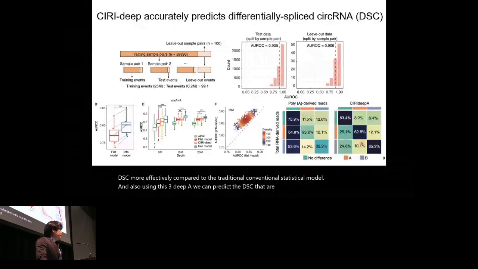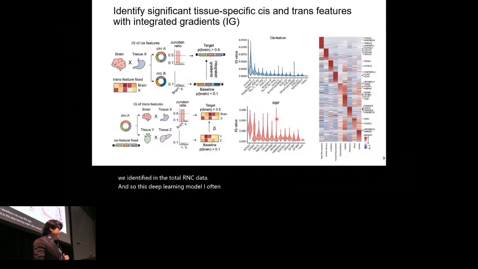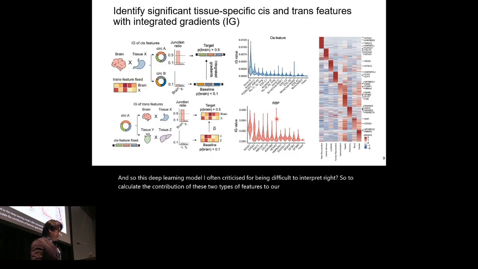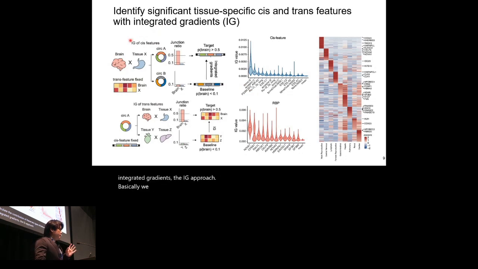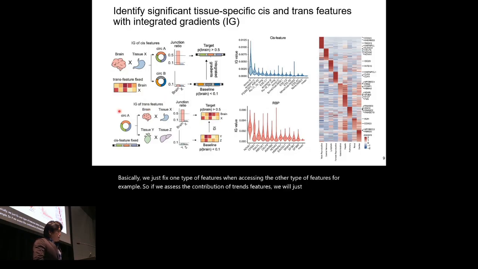Deep learning models are often criticized for being difficult to interpret, right? So to calculate the contribution of these two types of features to our model, we use this adapted integrated gradients, the IG approach. Basically, we just fix one type of features when assessing the other type of features. For example, if we assess the contribution of trans features, we will just fix the circRNA.